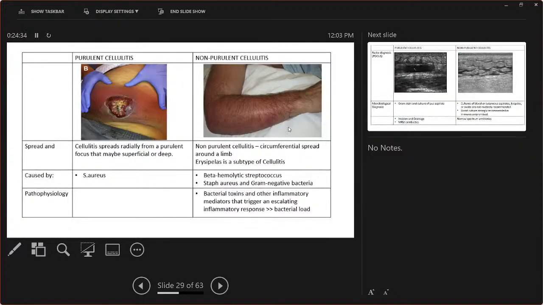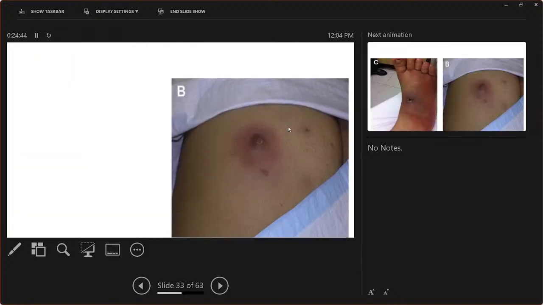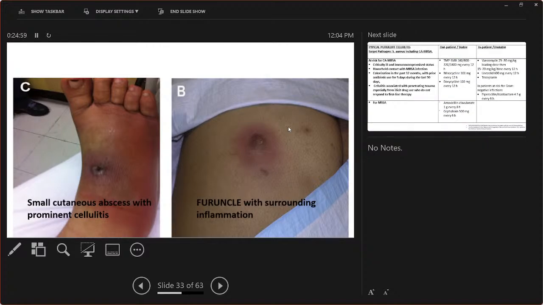I have one more photo. This is like a simple furuncle with inflammation. So we must differentiate this, that this is not cellulitis. This is the furuncle which has caused cellulitis. So we have the abscess. Incision and drainage must be done of the furuncle, and then treat with antibiotics.